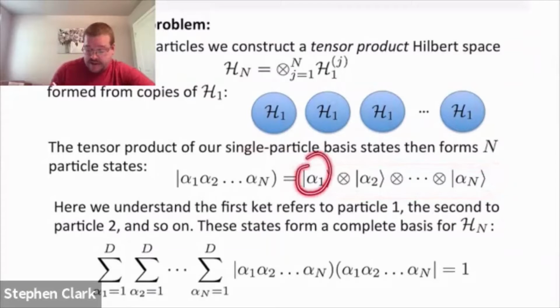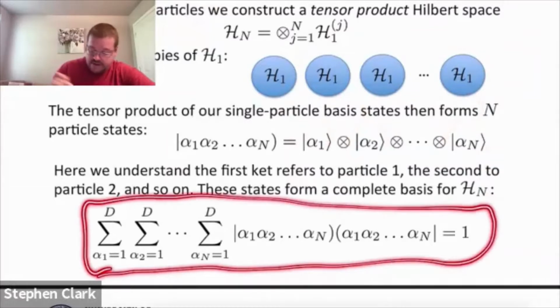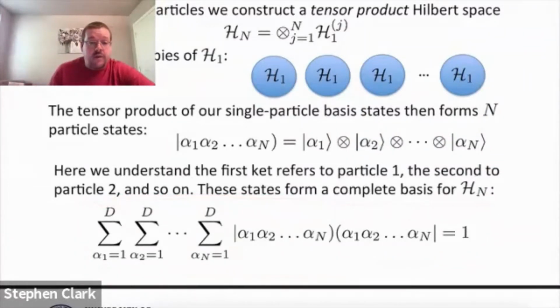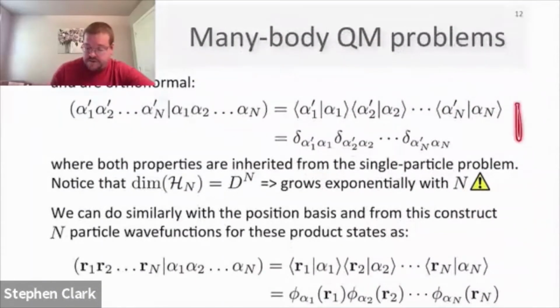So this is a basis state for particle 1, which is in this space. This is a basis state for particle 2, which is in this space. And this is the basis in this state. And if you sum all of these up, you get the completeness relation, and they are orthogonal already by virtue of being orthogonal in the single particle space. Yeah, which is this. Okay, they've inherited orthogonality.